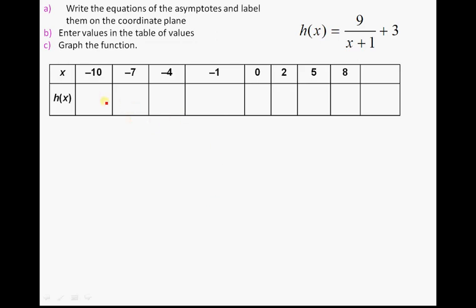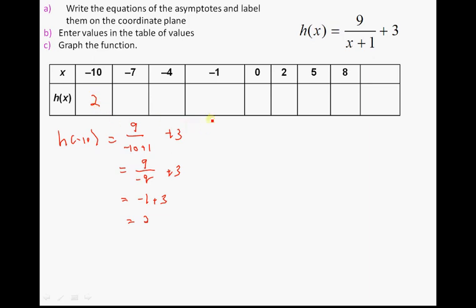Okay, so now we just need to fill in the table, in the chart, and that's pretty straightforward. We're just going to go h of -10, and we're just going to crunch numbers, equals 9 divided by -10 plus 1 plus 3. Wherever we see an x, replace it with -10. So we're going to have 9 divided by -9 plus 3, and that's going to be -1 plus 3. That's going to equal 2. So when x is -10, h of x is 2.